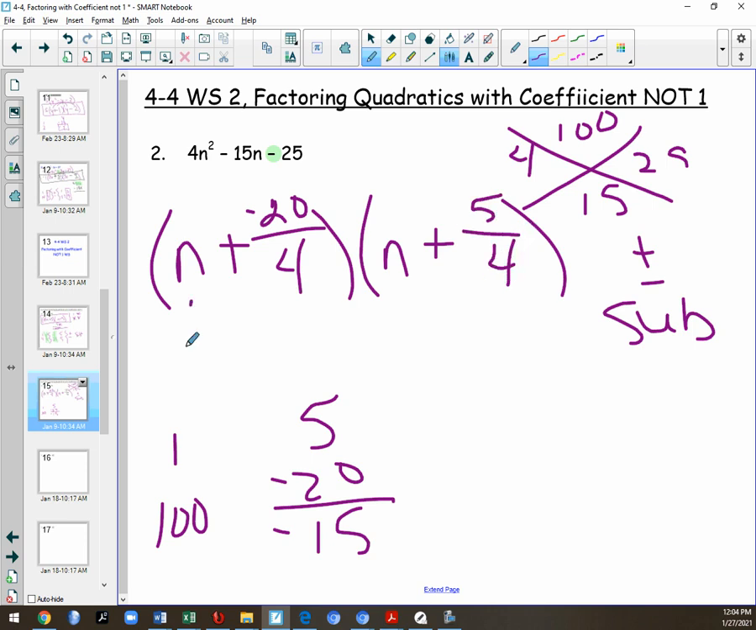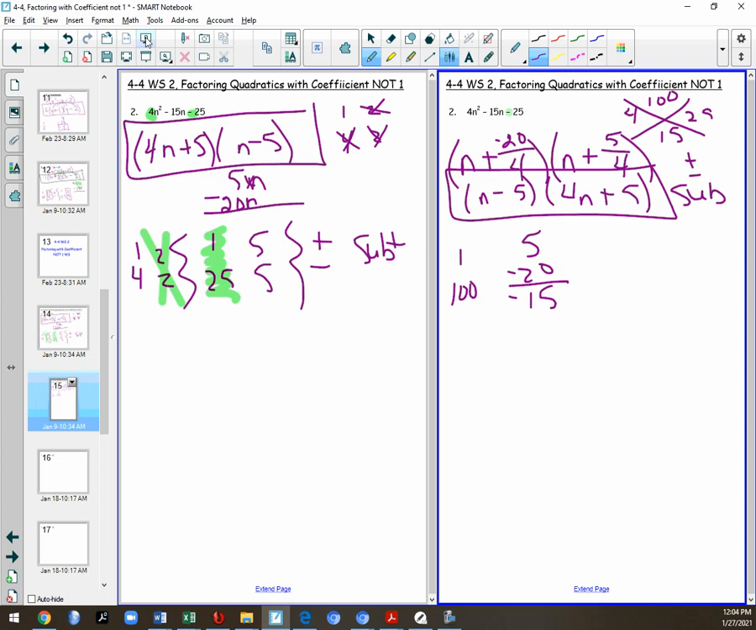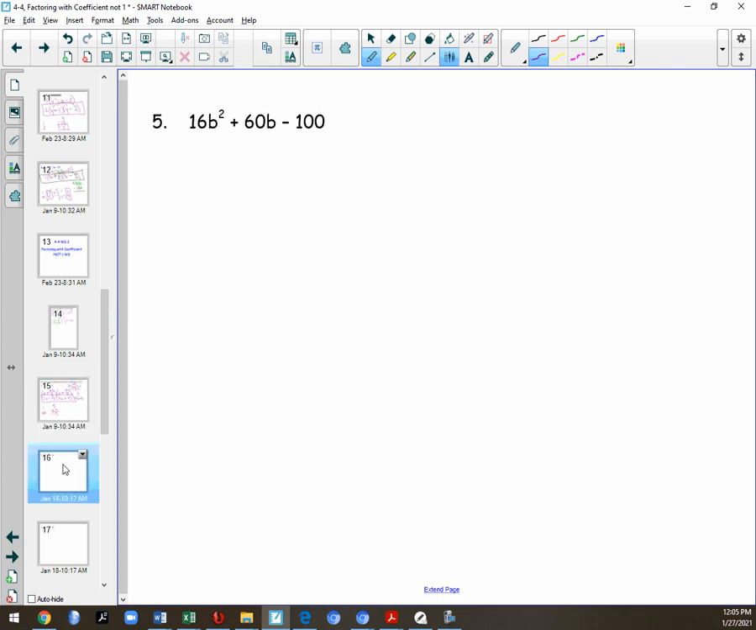So this is going to give me an n minus a 5 times a 4n plus 5. And that is exactly how we did the previous problem, and we got exactly the same answer. Okay? So again, I don't care which method you guys use, just make sure you show the appropriate work every time. Okay? Next problem, number 5.